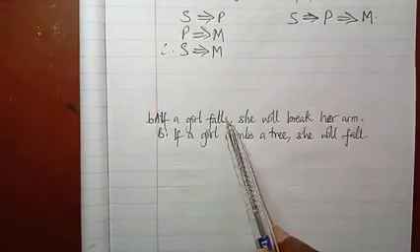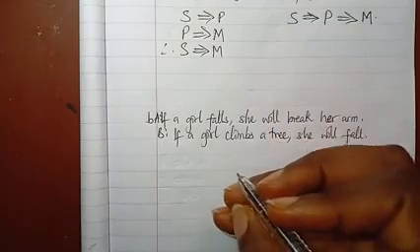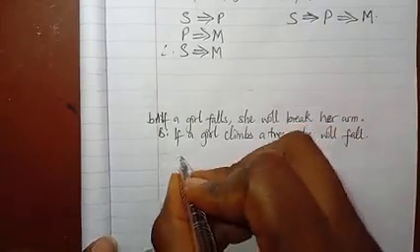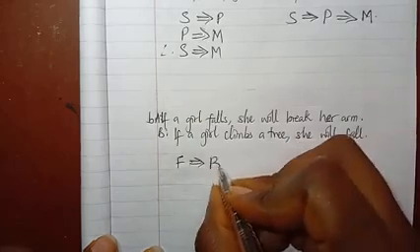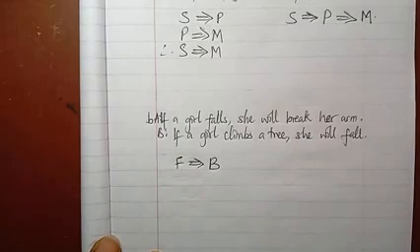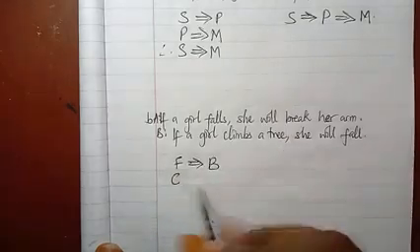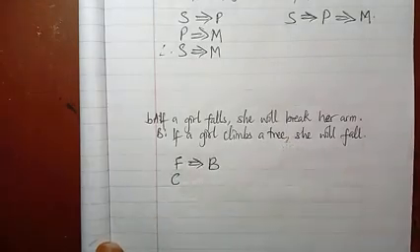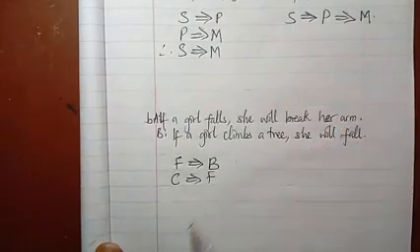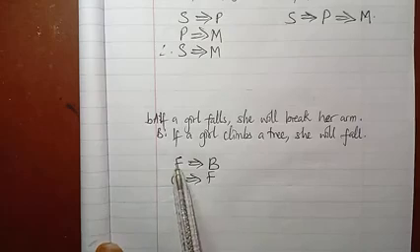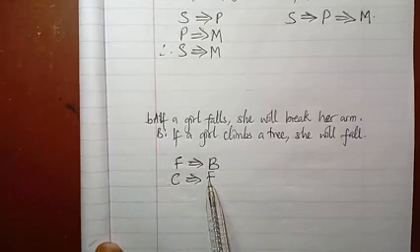And finally, this example. If a girl falls, she will break her arm. Let's use F for fall. Once this girl falls, it implies that she will break her arm. B for breaking of arm. If a girl climbs a tree, let's use C for climbing, she will fall. So climbing implies falling. Whoever this girl is, if she falls, she breaks her arm. If she climbs a tree, it means that she will fall.